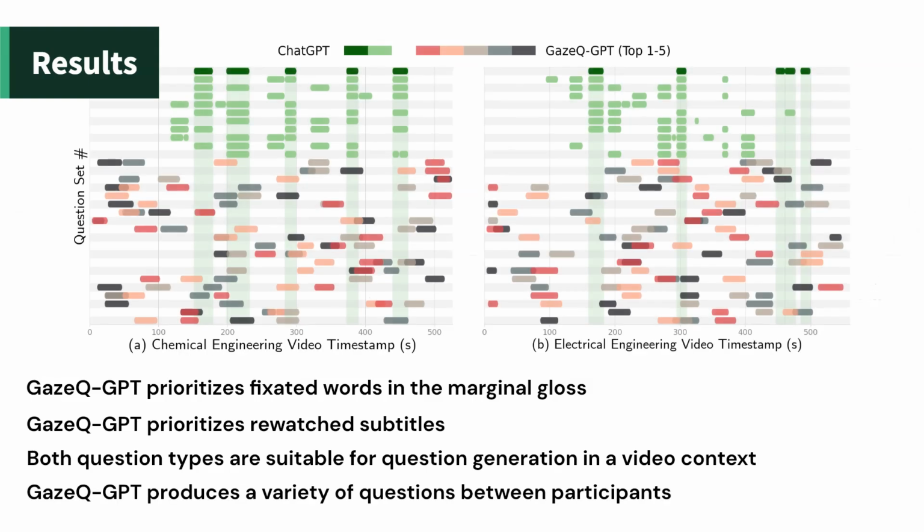a variety of questions indicating personalization, where each row represents each participant's extracted context from each video, whereas the first row represents what ChatGPT thought was important. More details can be found in the paper.